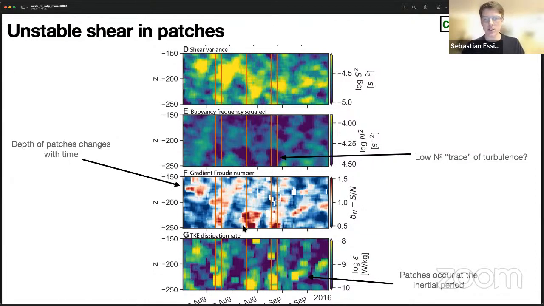At 200 meters depth or so, we found unstable shear patches that occurred at the inertial period. And in these patches, the local gradient Froude number, or inverse Richardson number, was critical, and dissipation rate was much larger than in the region below, with 10 to the minus 8, which is a rather large value for the pycnocline.